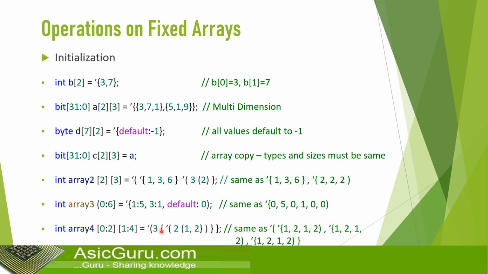And again we are doing replication, meaning replicate all these three times. So we are assigning all three elements of this vector with the values 1 2 1 2, 1 2 1 2 and again 1 2 1 2. Understanding all these assignments is very helpful in writing clean, readable and scalable code.